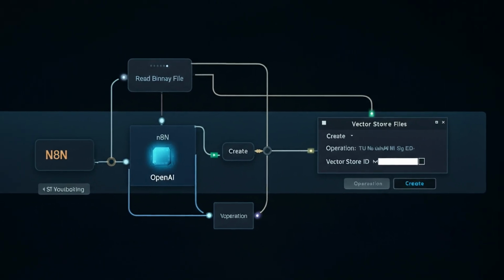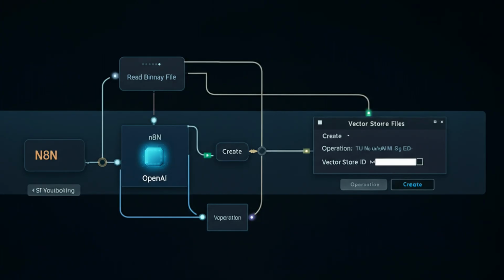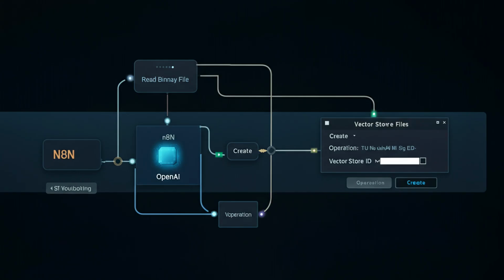To load your knowledge, you add a read binary file node, or maybe a Google Drive or Notion node if your docs live in the cloud. Point it at a PDF, a docx, or a text file.